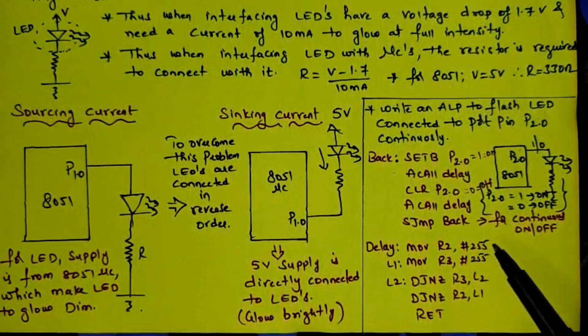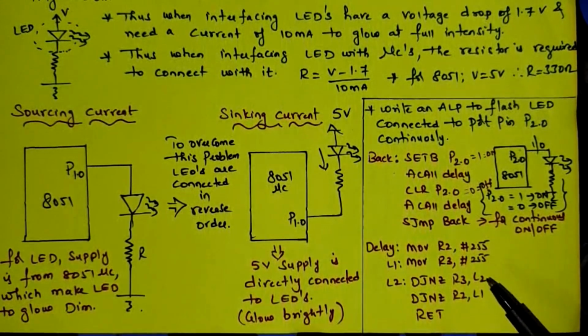Here in R2 we have 255. Again it is going to decrement, and until then the loop is going to repeat. After return, again these instructions are going to be executed. So this is about the interfacing of LED with 8051. I hope all of you understand. Thank you so much.